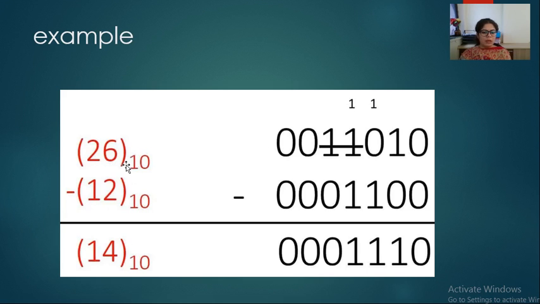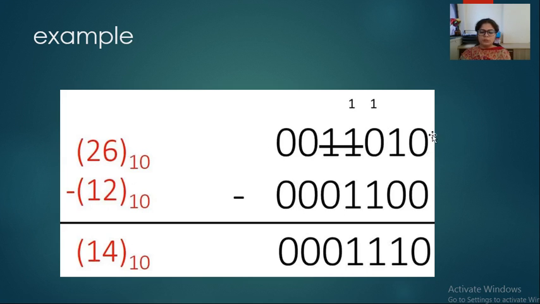Look at this example. I have taken this example with decimal numbers. For example, we have decimal number 26 minus 12. 26 minus 12 is equivalent to 14 in the decimal number system. Now we have to deal with the binary number system. The binary equivalent of 26 is 0011010, whereas the binary equivalent of 12 is 0001100. Now we have to perform binary subtraction on these two numbers.